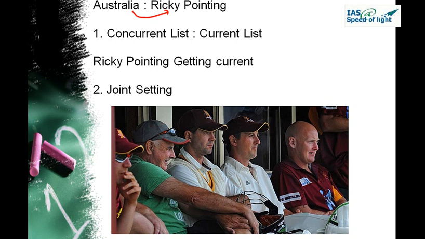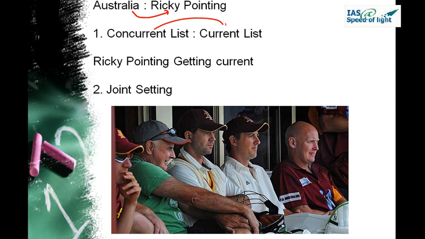Okay, the concurrent list we have taken from Australia. Now, concurrent, or current: our picture would be current, the power current, like what you get from electricity. So Ricky Ponting getting current. See a picture in your mind where Ricky Ponting touched the electricity board and suddenly got a shock. That shock is because of the electric current that flowed through his body. So we are linking electric current with Ricky Ponting, or the concurrent list.